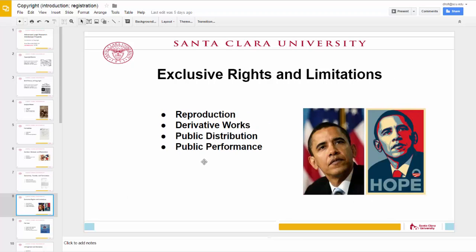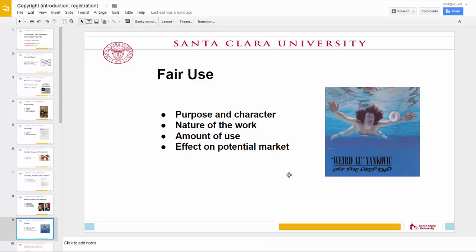Copyright gives a set of exclusive rights to copyright holders along with some limitations. We will discuss derivative works, public distribution, public performance, and also the doctrine of fair use.